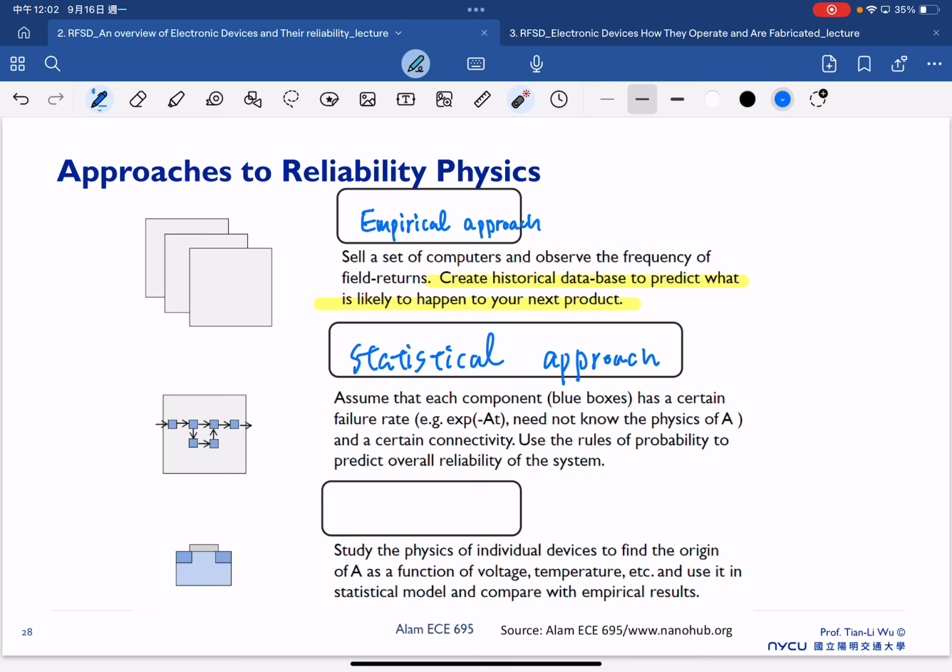And the second is the statistical approach. We consider each component to have a certain failure rate, for example, exponential minus λt, and then with certain connectivities, we use the rules of probability to predict the overall reliability of the system. So that's the statistical approach. And then the last one is the physical approach.